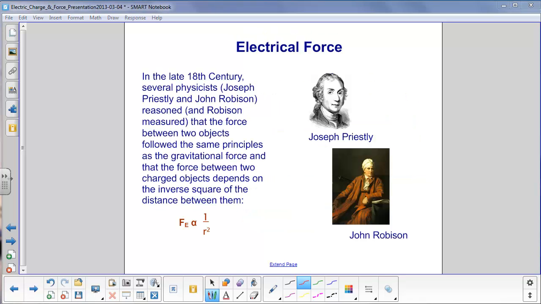First, a little historical background. In the late 18th century, several physicists, Joseph Priestley and John Robison, for example, reasoned, and Robison measured. So reasoning is always good, but in physics, until you measure something, you really don't understand what you have. But they basically reasoned, and then Robison proved that the force between two objects followed the same principles as gravitational force, and that the force between two charged objects depended on the inverse square of the distance between them. You can see right here, force, and this little squiggly sign here, that means proportional to 1 over r squared. That means the further you get away, the smaller the force is.